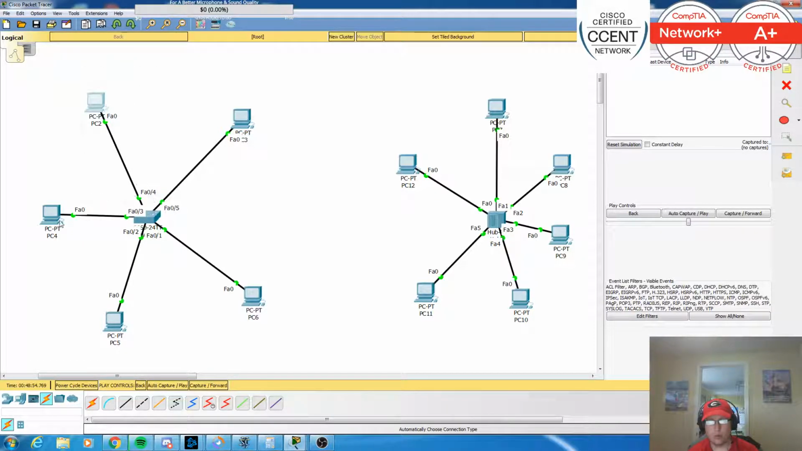So you have 1, 2, 3, 4, 5 collision domains. So we have 5 collision domains. As you can see where I'm highlighting, each one is a collision domain. With that being said, let's say how many collision domains now exist on the switch? Take a second and I'll give you the answer.